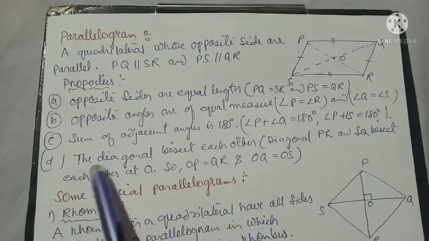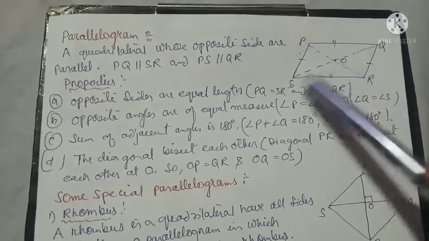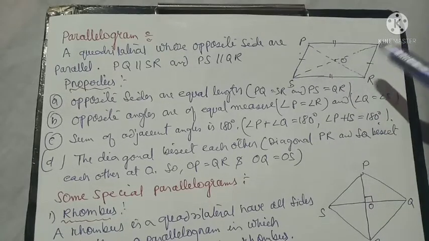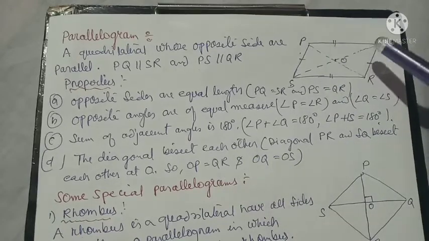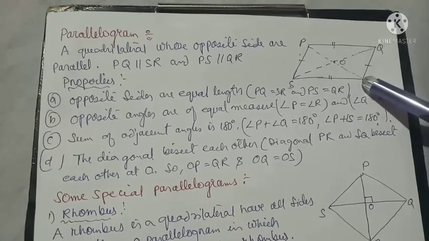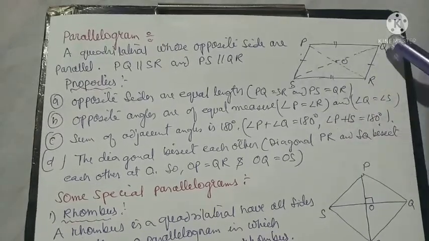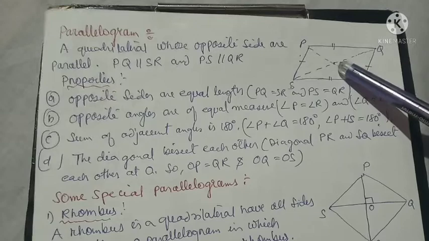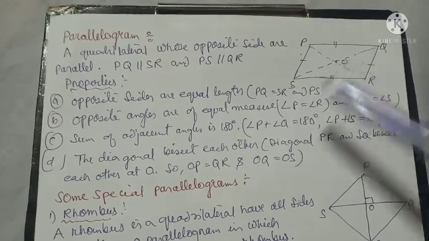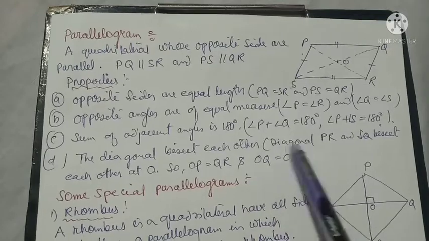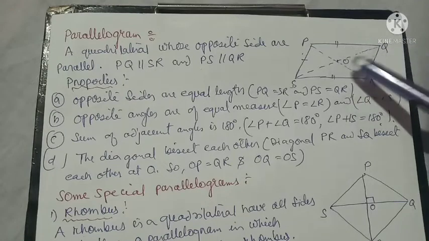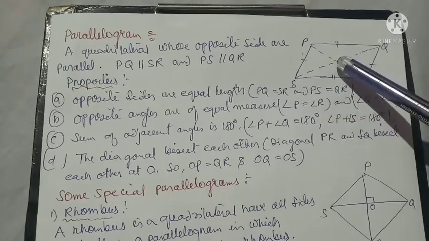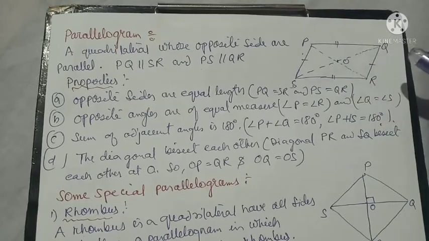And the next one is that the diagonals bisect each other. We have drawn two diagonals, so the two diagonals bisect each other. Diagonals PR and QS bisect each other at the point O. So OP and OR, and OS and OQ, are equal in length because they bisect each other at the common point O.